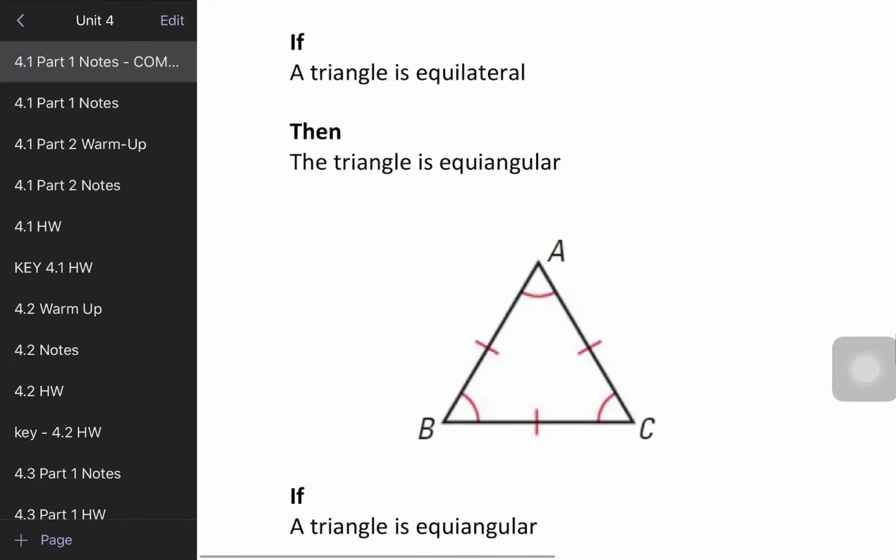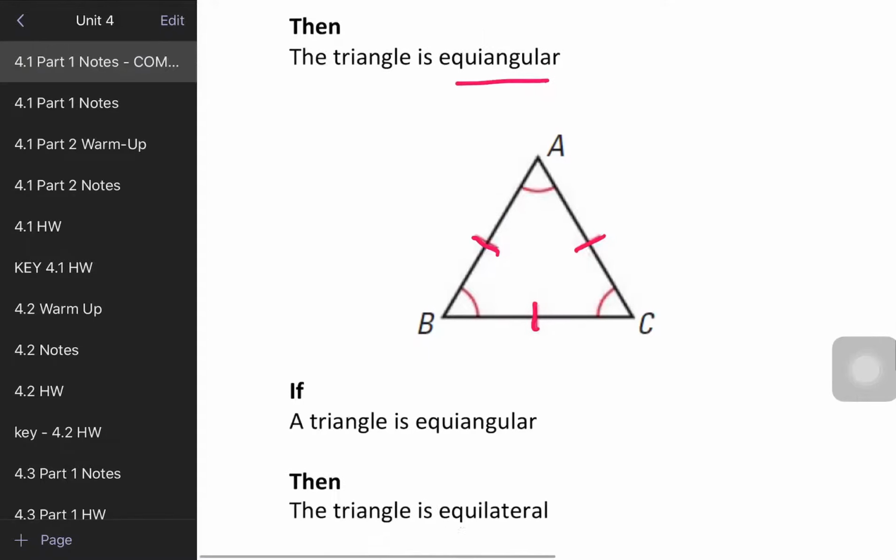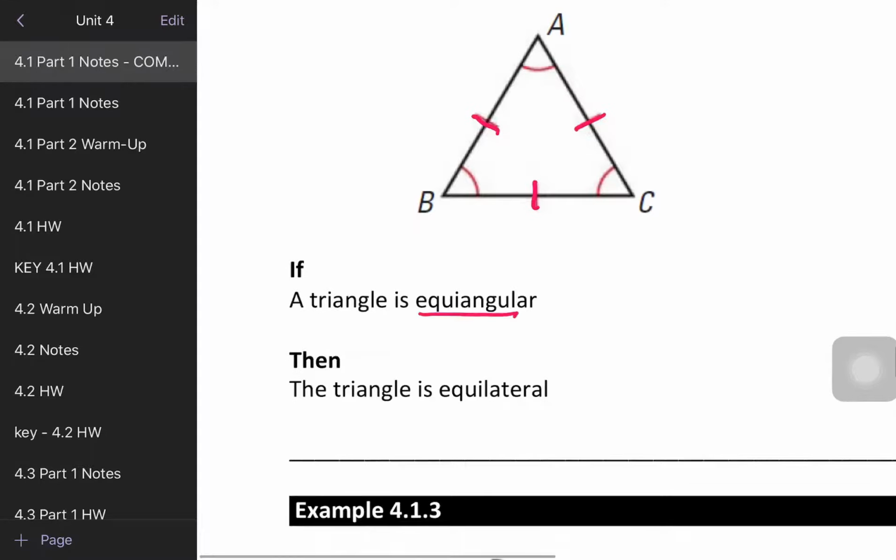All right. So what I was saying is that if you know that the sides of the triangle are all congruent, that is, I have an equilateral triangle, then all of the angles must be equal as well. And that is also biconditional. If you know that the triangle is equiangular, then all the sides must be congruent as well.